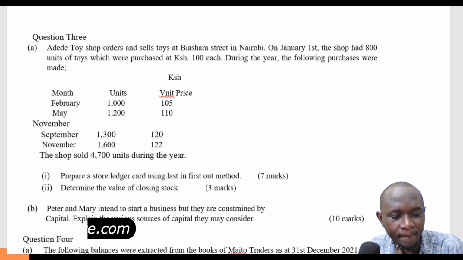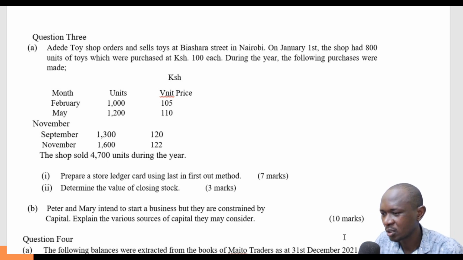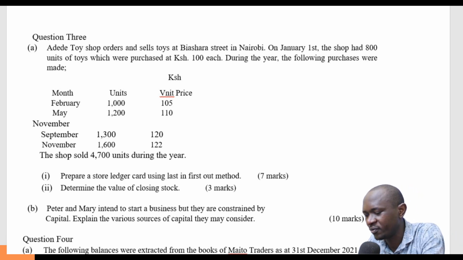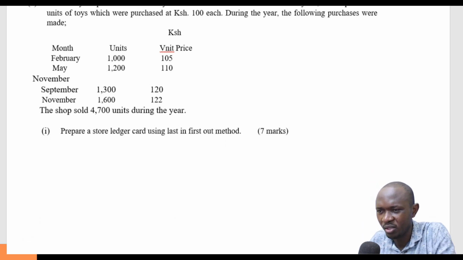Prepare store's ledger card using last in, first out method. And then determine the value of closing stock, 10 marks. Okay, so we'll start with the first one. This is LIFO. They want us to answer this question using the LIFO method.